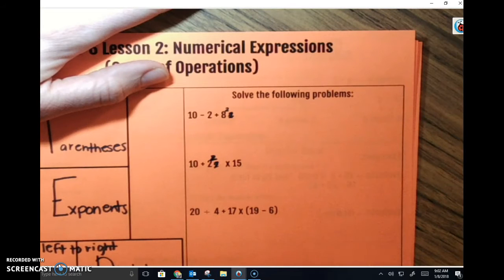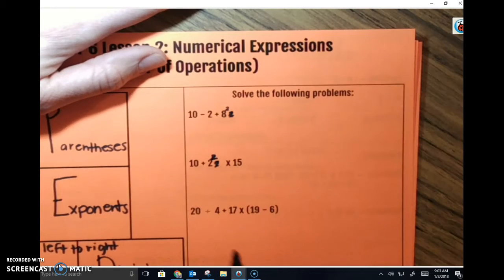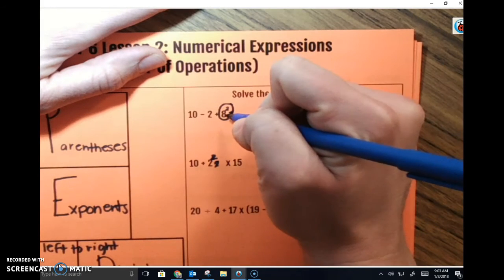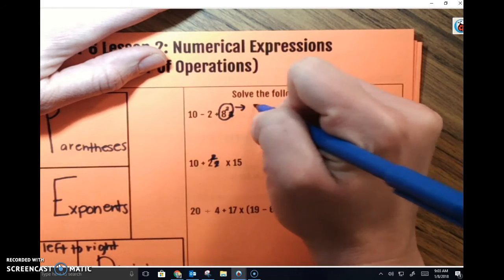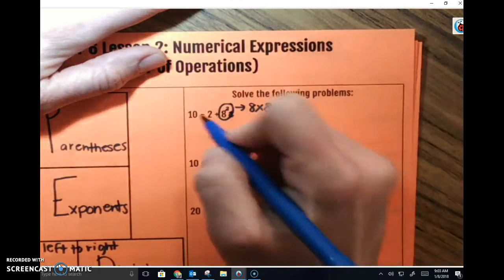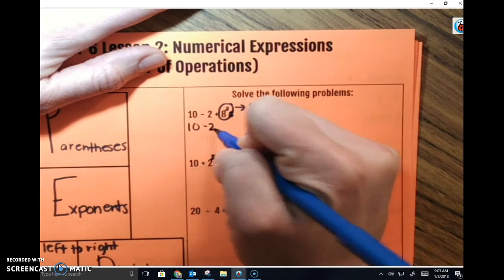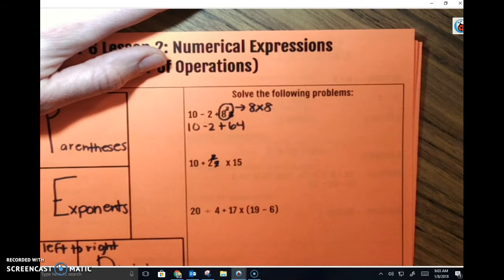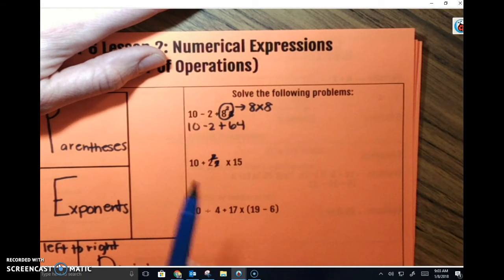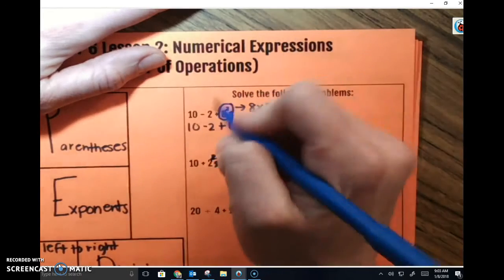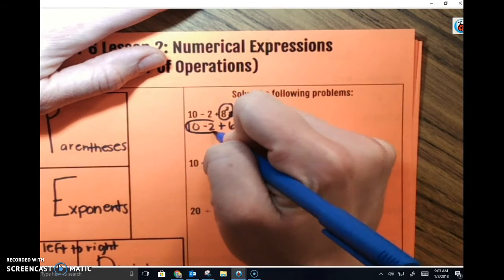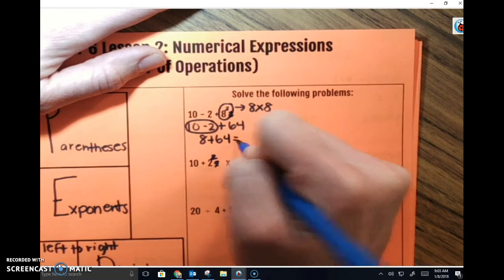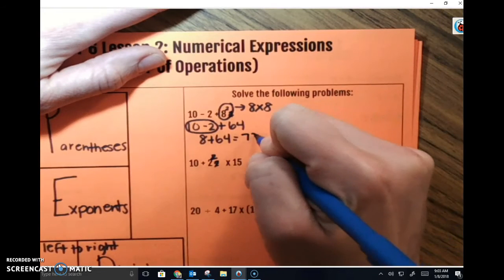Okay, the first thing we're going to do is look for parentheses. There are no parentheses, but there's an exponent. So we're going to circle what we're going to do first. 8 squared is 8 times 8. That is 64. So we're actually going to rewrite the entire problem. Since subtraction and addition are on the same step, we're going to be solving them left to right. So we're going to circle what we're doing first. And we get 8 plus 64. So our answer is going to be 72.